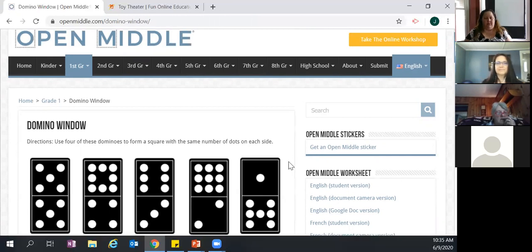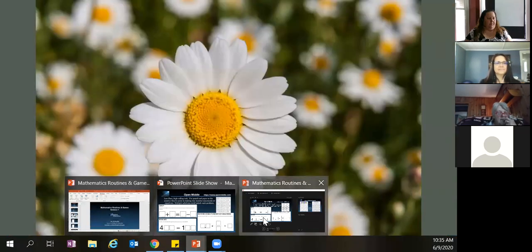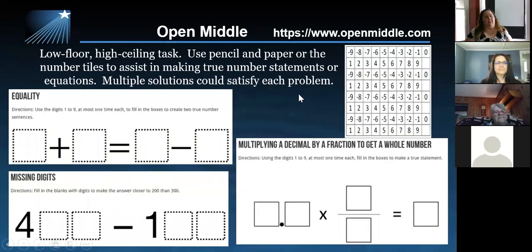So that is Open Middle. I'm going to jump back here. Are there any questions about Open Middle? Again, it does span from kindergarten up through middle school and high school. There are lots of different problems within each of the different strands. Some have more than others.